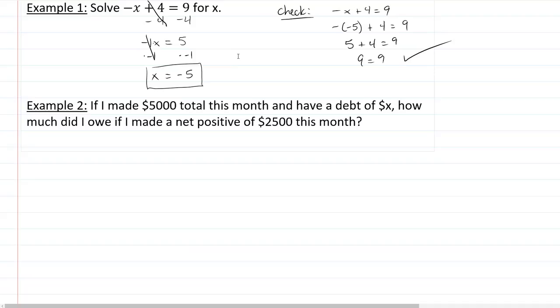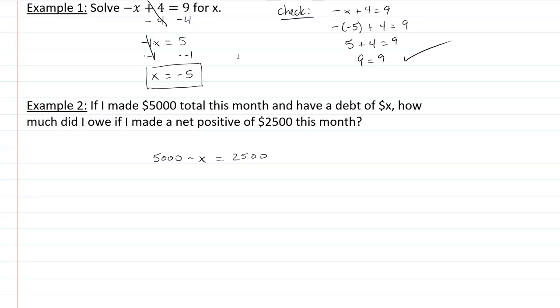Example 2. If I made $5,000 total this month and I have a debt of X dollars, how much did I owe if I made a net positive of $2,500 this month? So I have $5,000 total, and I have a debt of X dollars. So I need to subtract X from my net total. If I made a net positive of $2,500, how much is my debt? So $2,500 goes on the right-hand side because that's what I get to keep. So now it's a negative variable problem just like before.